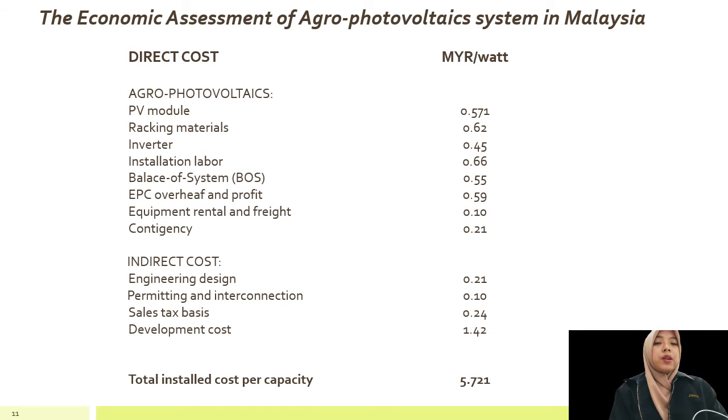The examples of indirect cost are engineering design, permitting and interconnection, sales tax basis, and development cost. The total installed cost per capacity is RM5.72 per watt.